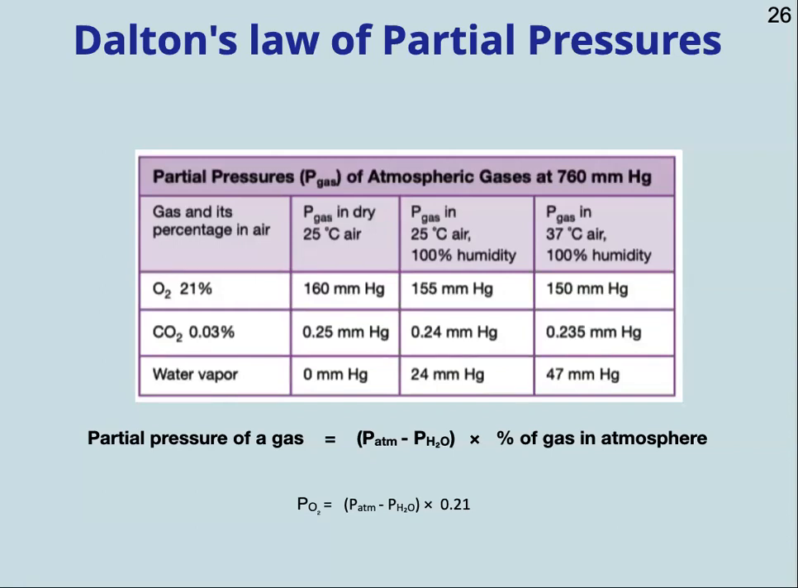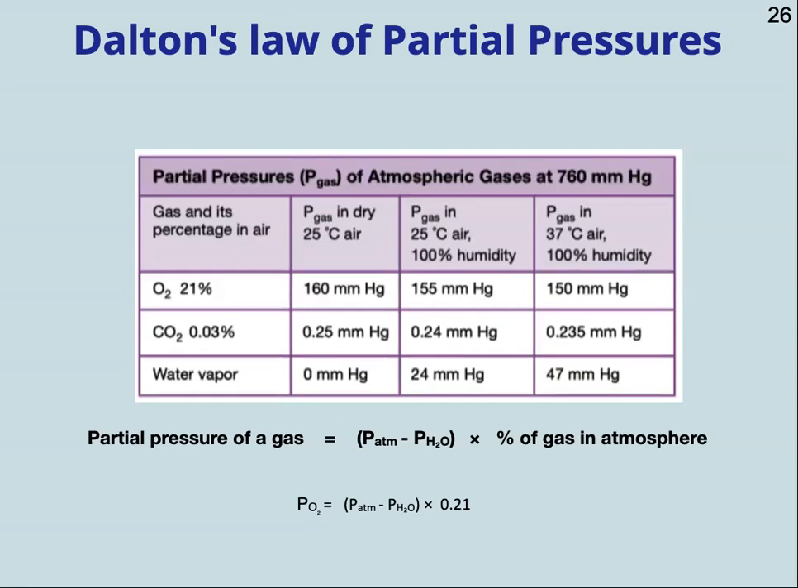Dalton's law states that the total pressure of a mixture of gases equals the sum of the pressures of the individual gases. So that also means the pressure of an individual gas can be derived by multiplying the total pressure of all the gases by the percentage of that gas within that mixture. You should memorize the atmospheric pressure at sea level, which is 760 millimeters of mercury.